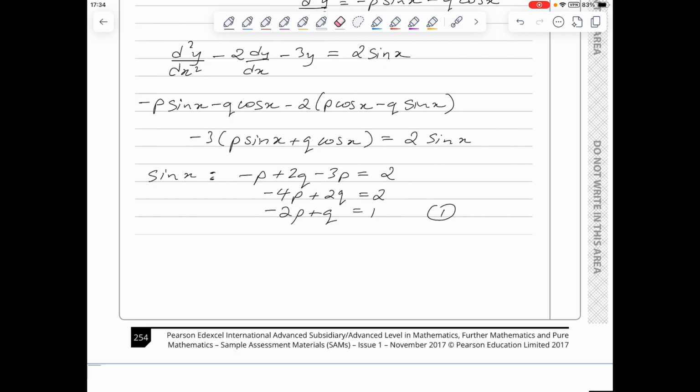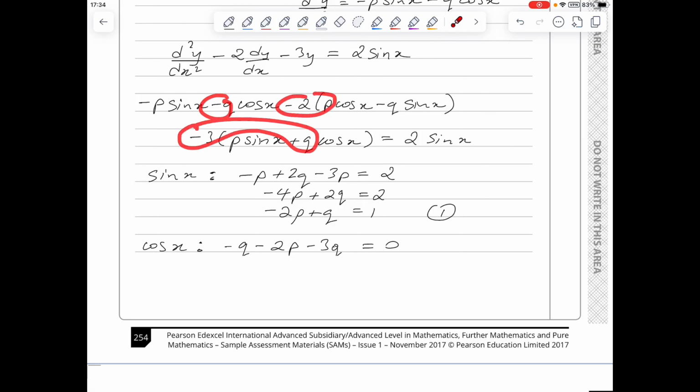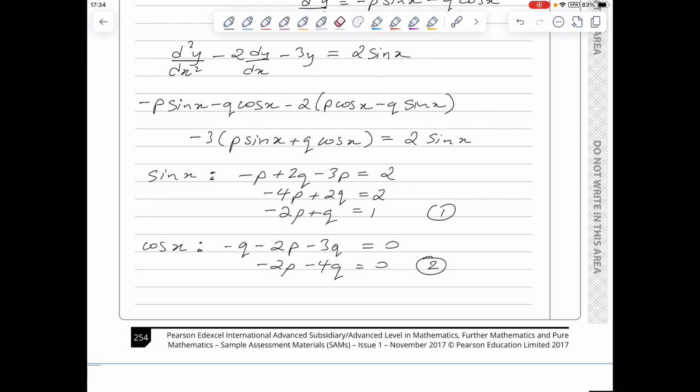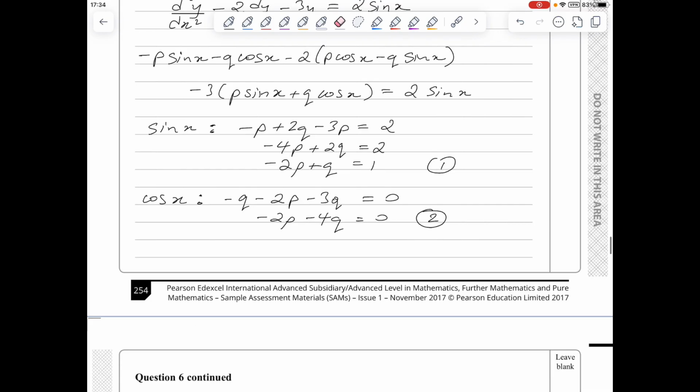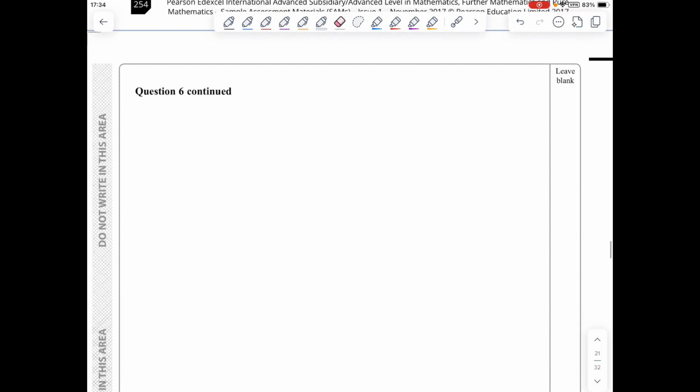And then for cos x, I get this. So minus q minus 2p minus 3q is equal to 0. And then if you simplify, you get minus 2p minus 4q is equal to 0. Let's solve these equations simultaneously.